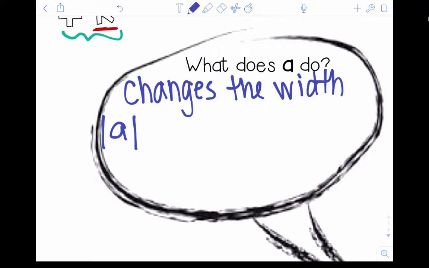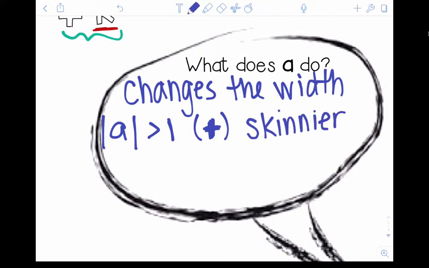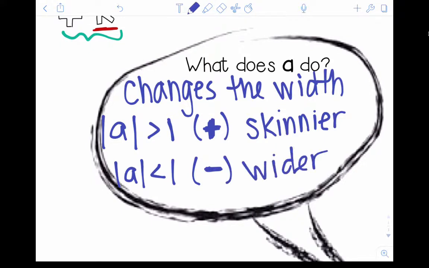So when we're talking about the positive of it or the absolute value of it, if it is greater than 1, or if it has an increase, so I'm going to put a plus sign for an increase, then that's going to make it skinnier. If the absolute value is less than 1, or if it has a decrease, then it's going to be wider. This is also called the scale factor, or a dilation, as you learned it last year in geometry.